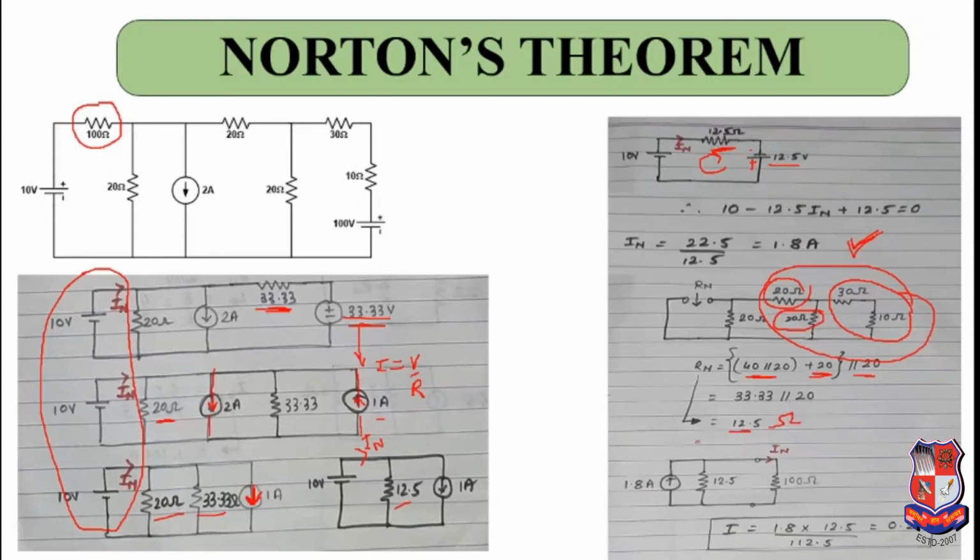Now this Norton current and this 12.5 ohm resistance are in parallel, and this whole thing will be in parallel with this 100 ohms which was initially removed or short circuited. So now you can find this Norton current by current divider rule. I hope that you have found the answer. Thank you.